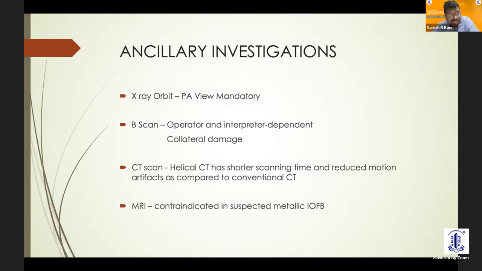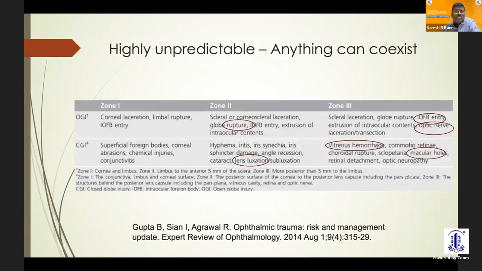CT scan is very useful nowadays. We have made it mandatory for all foreign bodies, because precise localization of the foreign body is better with CT scan. If you rule out a metallic foreign body, then you can go for MRI. In the presence of a metallic foreign body, if you do an MRI, the foreign body can move almost 7 to 10 millimeters inside the eye during the procedure and can lead to a lot of damage to the eyes.